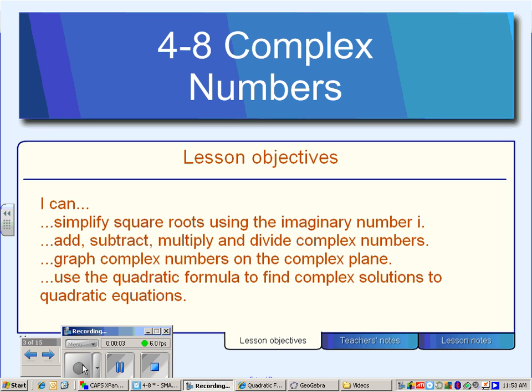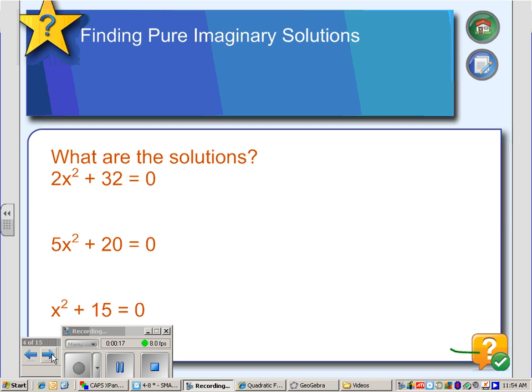4.8 is about complex numbers. If you remember from lesson 4.7, if the discriminant turns out to be a negative number, there are no real solutions, but what you will have instead is complex solutions. So here are some examples.